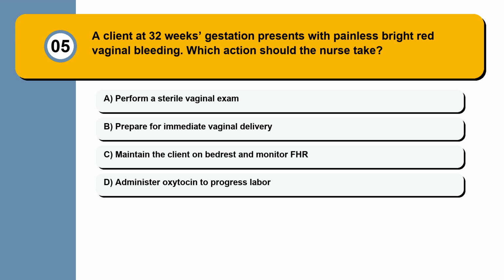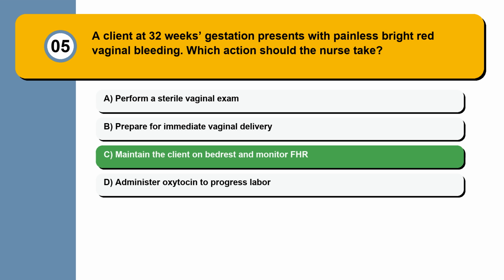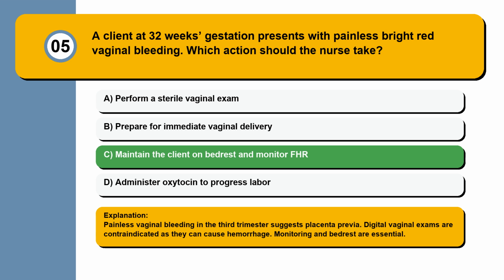Question 5. A client at 32 weeks gestation presents with painless bright red vaginal bleeding. Which action should the nurse take? Perform a sterile vaginal exam. Prepare for immediate vaginal delivery. Maintain the client on bed rest and monitor FHR. Administer oxytocin to progress labor. Painless vaginal bleeding in the third trimester suggests placenta previa. Digital vaginal exams are contraindicated as they can cause hemorrhage. Monitoring and bed rest are essential.